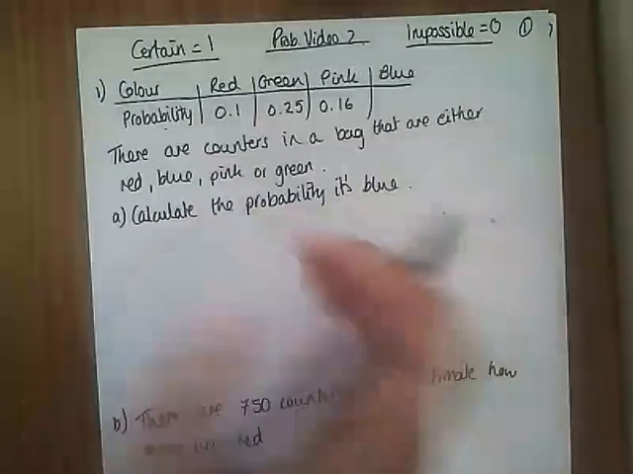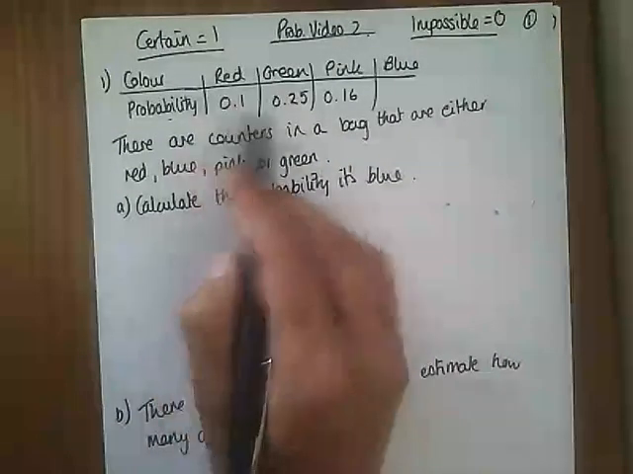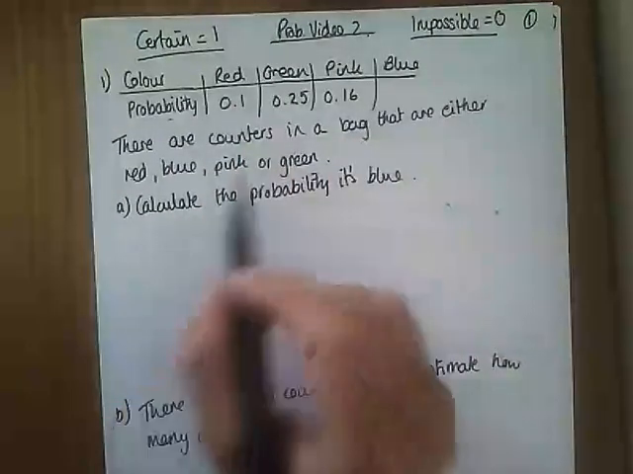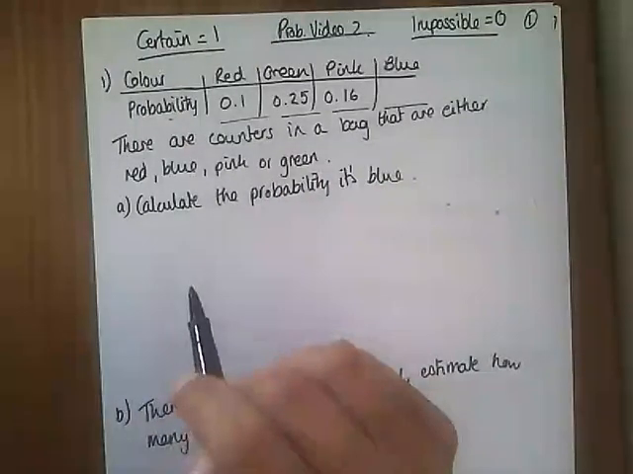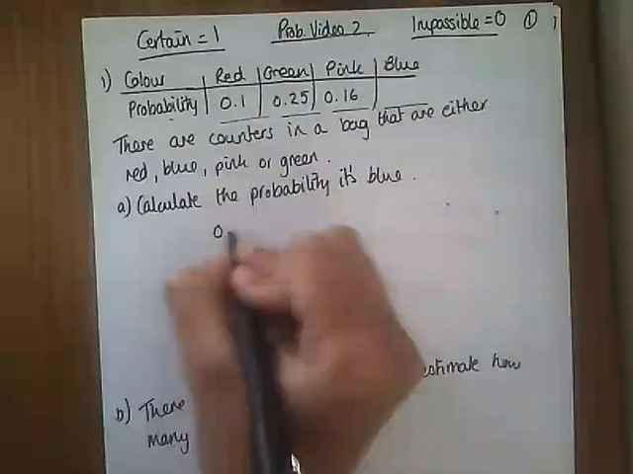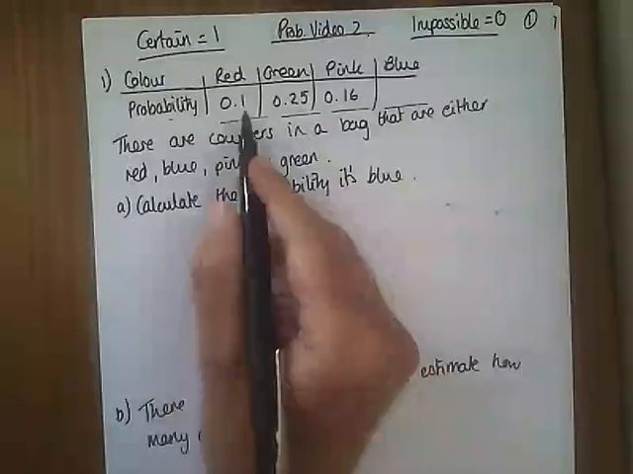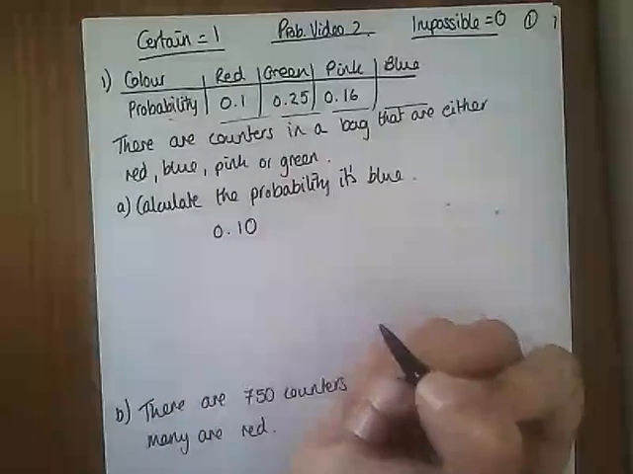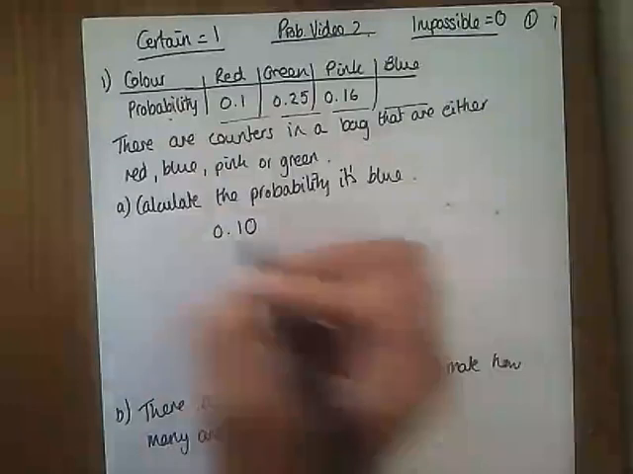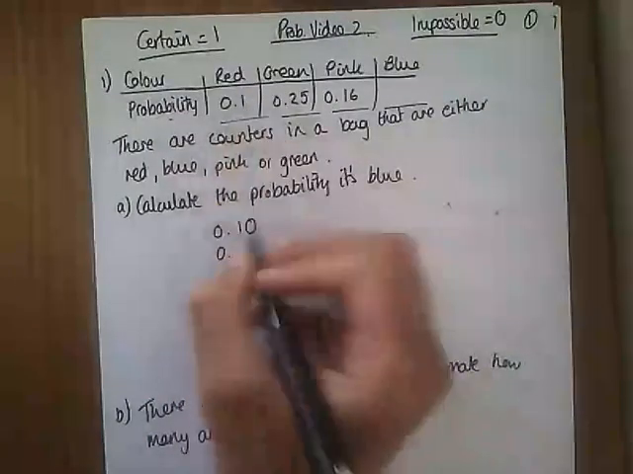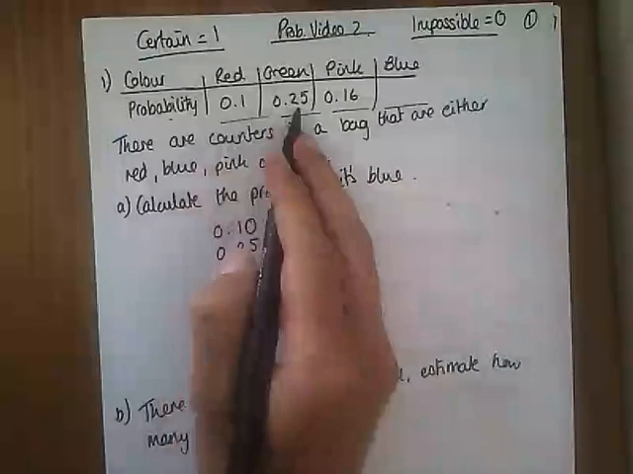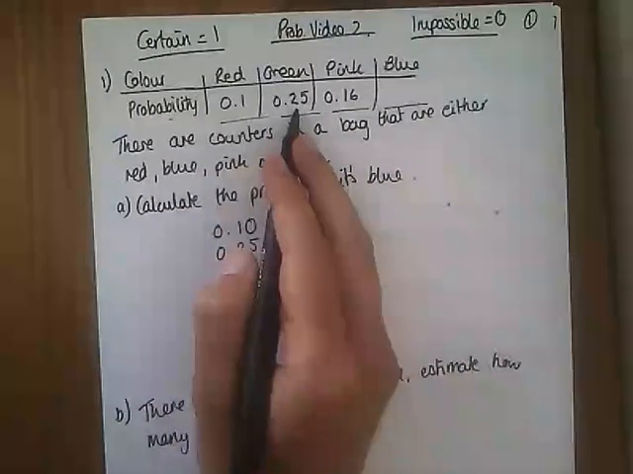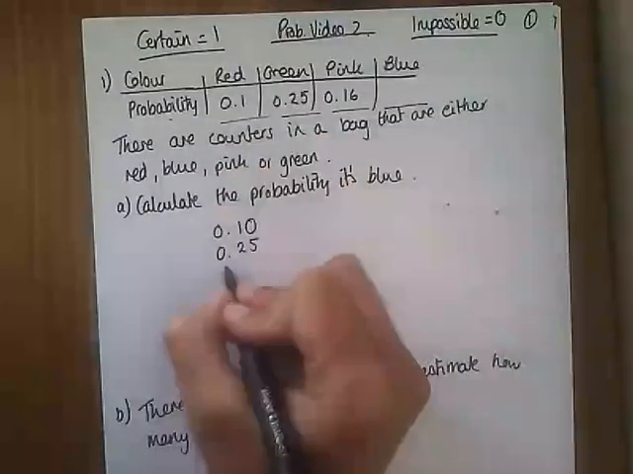Okay? Right, so if there are only red, green, pink and blue counters in a bag, that means these probabilities all have to add up to 1. Okay, so what do they add up to start with? Well, we've got 0.1. Now don't forget 0.1 is the same as 0.10, okay? It's 10%. It's got an invisible 0 on the end, so don't be confused when you're adding them up. So when you add 0.1 and 0.25, you get 0.35, not 0.26. Okay, so be really careful when you're adding them up.